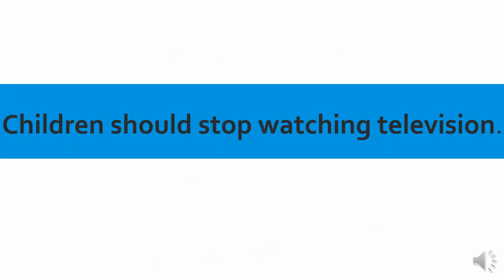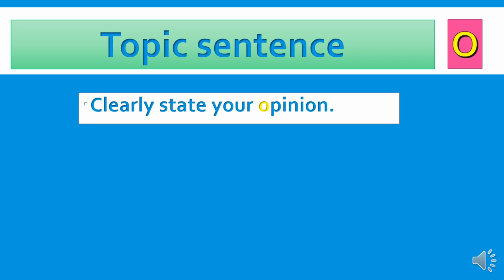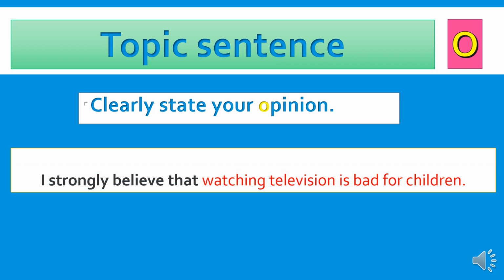Children should stop watching television. This is my opinion. Now, I want to write a persuasive paragraph to get the readers to agree with this opinion. So, let's start together. The first step is to write our topic sentence. Do you remember the Oreo steps? The first step is the O for opinion. So in the topic sentence, you clearly state your opinion. For example, I strongly believe that watching television is bad for children.